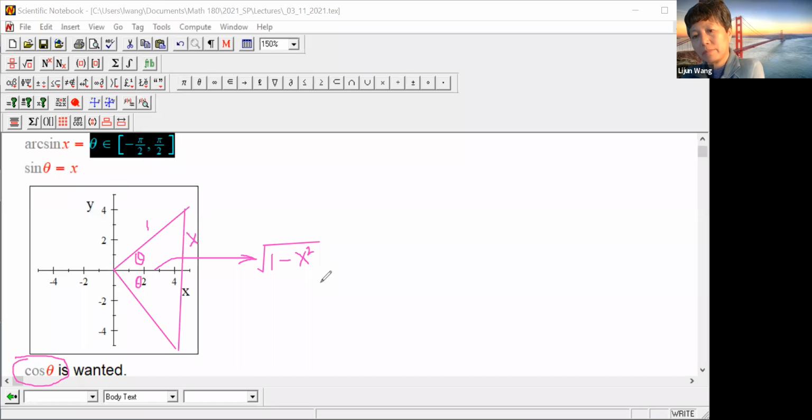Cosine theta is wanted. Okay, so we're almost running out of time. Let me summarize what we just analyzed and put it together as a piece of work.